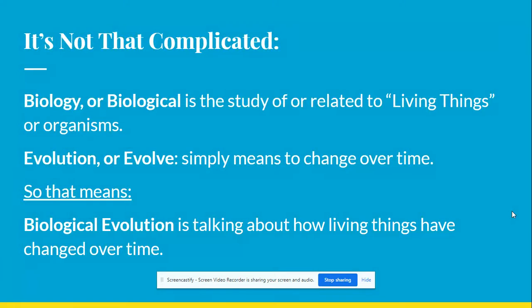When we think about biology or biological, it is the study of or related to living things or organisms. That's why in your biology class, we talk about living things. Now, evolution or to evolve simply means to change over time. So, when we're talking about biological evolution, it is just talking about how living things have changed over a period of time. That's all it is.